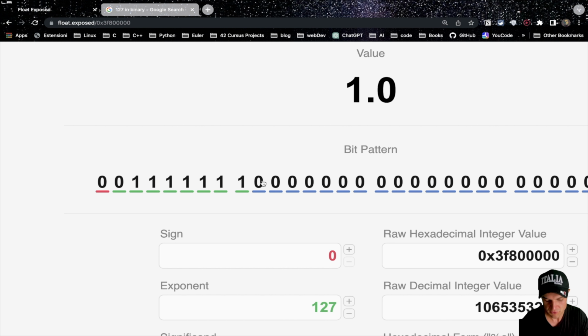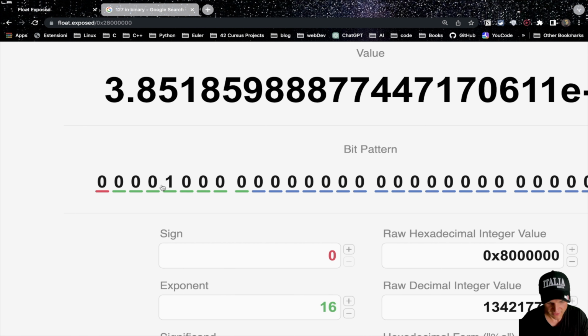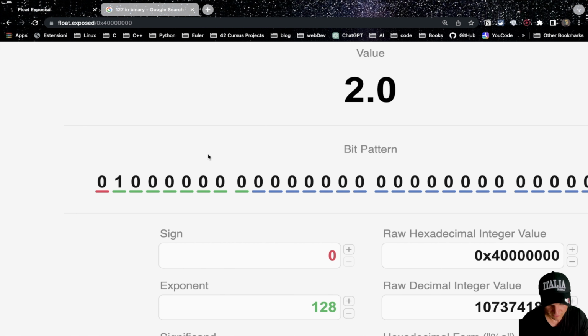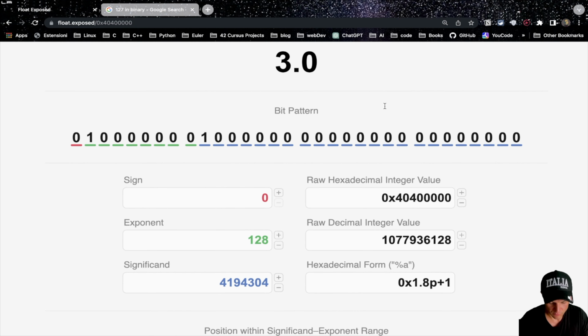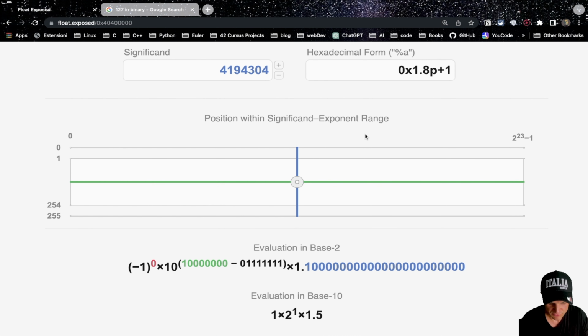What is going to happen if I turn this bit on? What do you think? This is 1/2. So I have 1.5 times 2 to the 0, which is 1. So I get 1.5. Cool. Here on the contrary, if I go to 128, I do 128 minus the bias, which is 127, I get 2 elevated to 1, so I get 2. So 2 times 1 is equal to 2. What happens if I turn this bit on? 1.5 times 2, so 3. You see? So I suggest you play with these websites to understand real well what is going on.